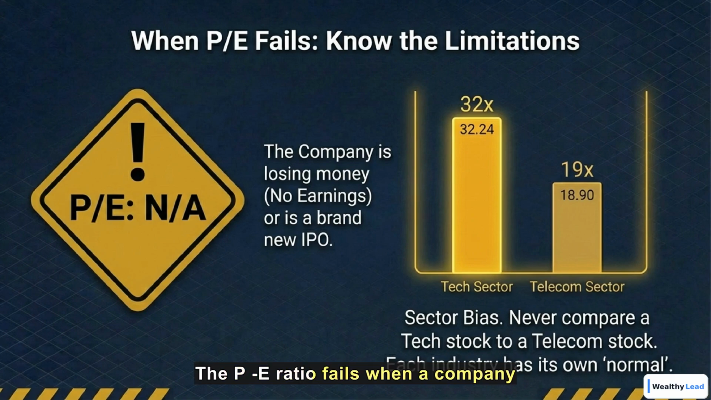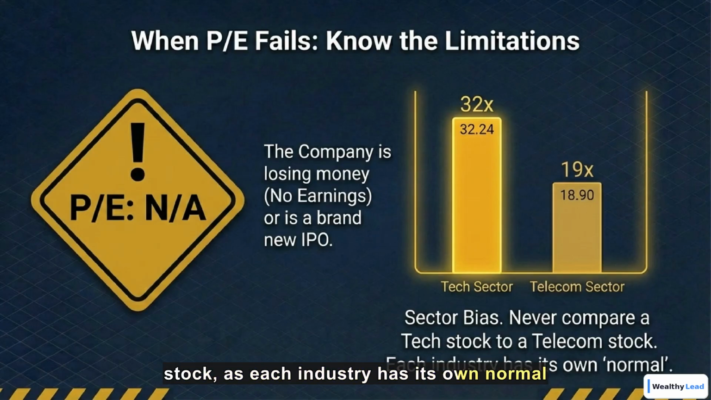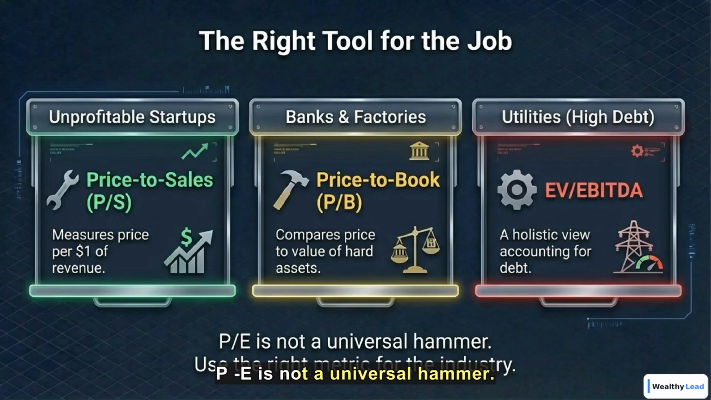The PE ratio fails when a company is losing money or is a brand new IPO, resulting in N/A. Also remember sector bias. Never compare a tech stock to a telecom stock, as each industry has its own normal PE. PE is not a universal hammer.